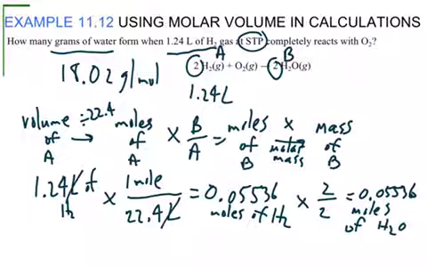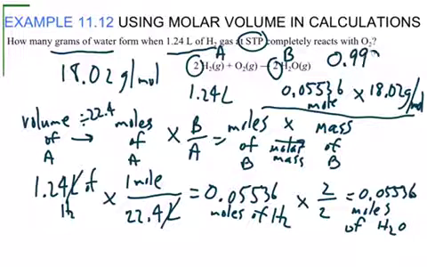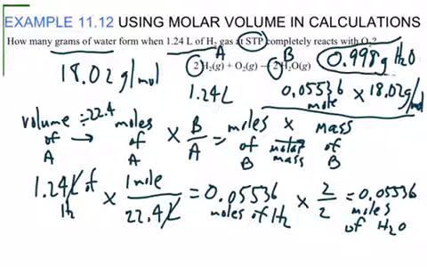So if we get the moles, which is 0.05536, and we multiply by the molar mass of water, which is 18.02 grams per mole, and we round the answer to 3 significant digits, you're going to get an answer of 0.998 grams of H2O. And that would be the answer to this volume to mass problem at STP.